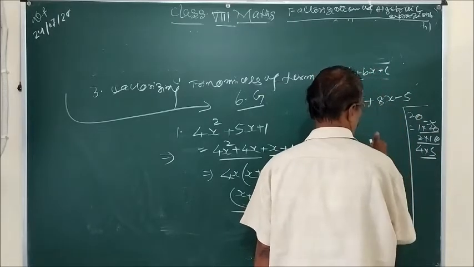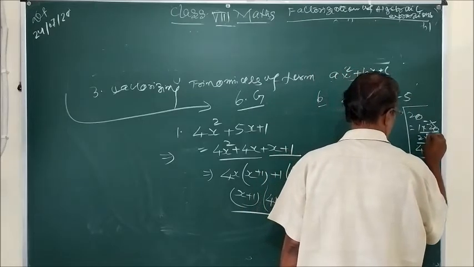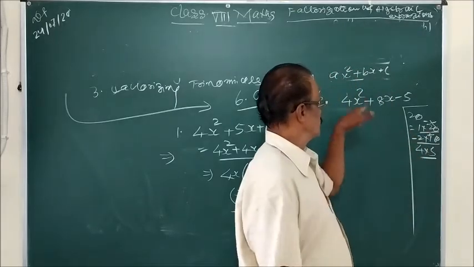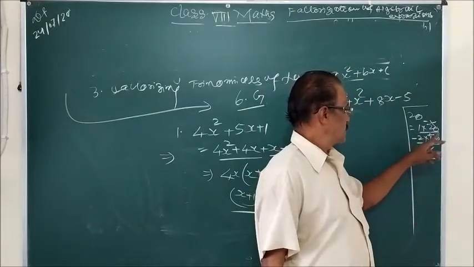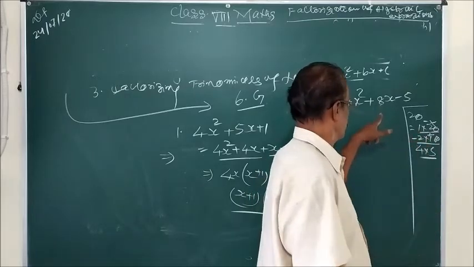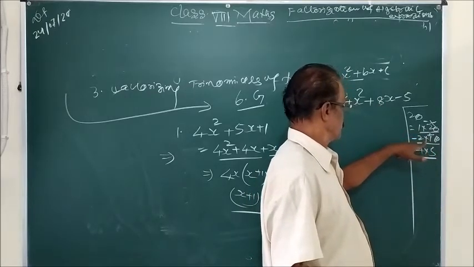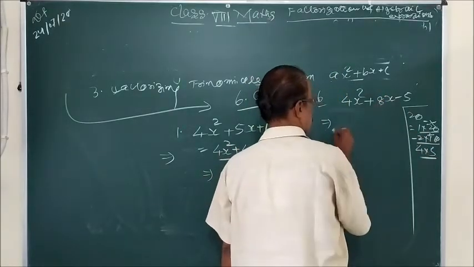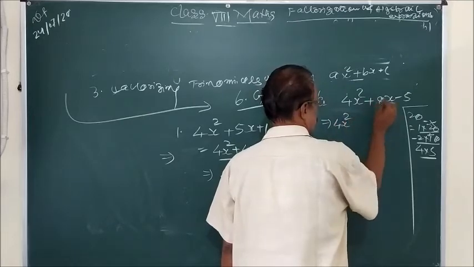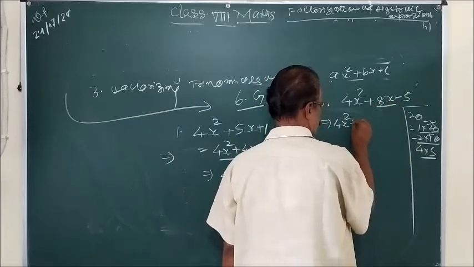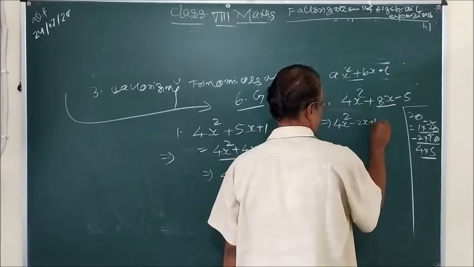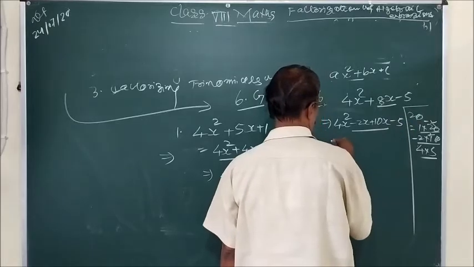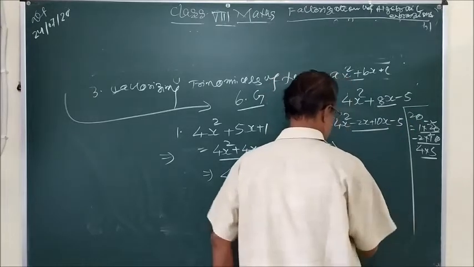We want plus 8 and minus 5, so here we take plus 10 and minus 2. So plus 10 into minus 2 is minus 20, and plus 10 or minus 2 simplify to plus 8. This pair is the appropriate pair to split the middle term. 4x square, this 8x will be split in this form: minus 2x plus 10x. So this is the important step. If you understand, there will be no problem in the question.